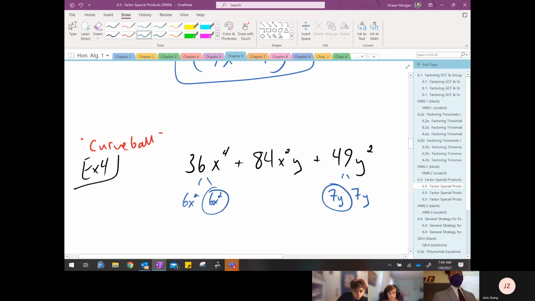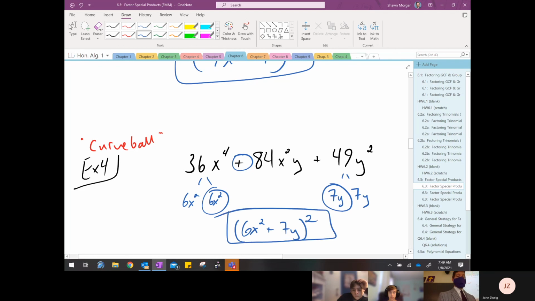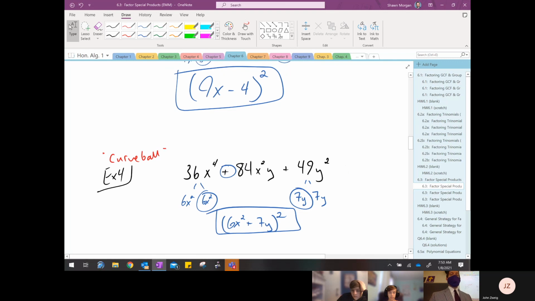We look here. What's 6 times 7? 42 doubled is 84. And it's got an x squared and a y, so we're straight up 6x squared plus 7y. So don't be scared, even if it's got two variables in it. You guys can handle the two variable ones, right? Not too bad of a curveball. Tiago. 9x minus 4 quantity squared.